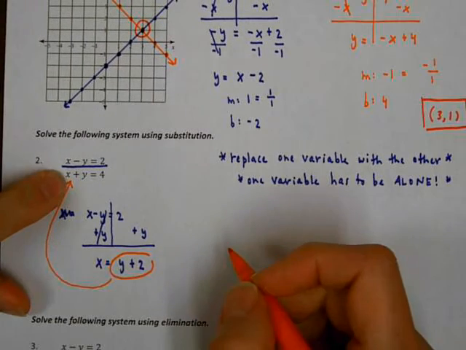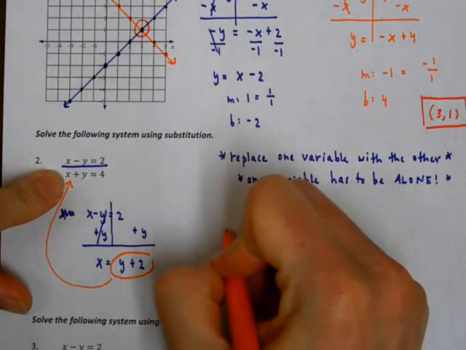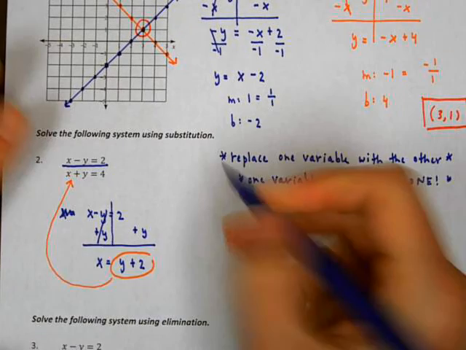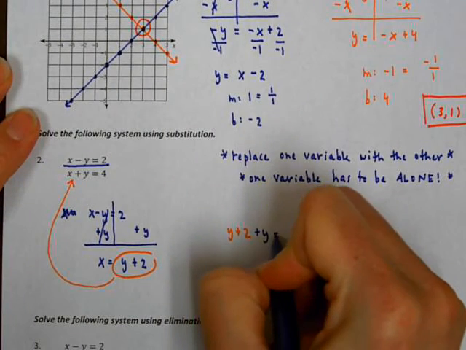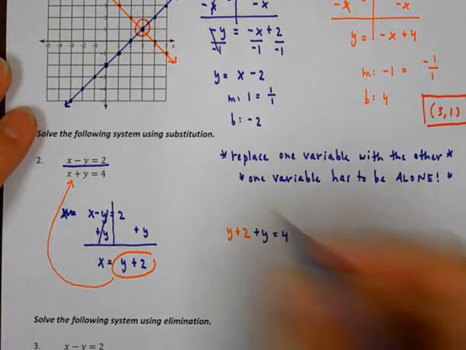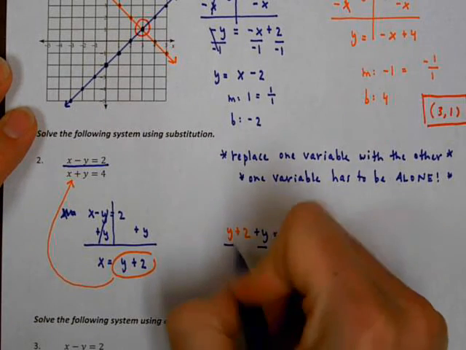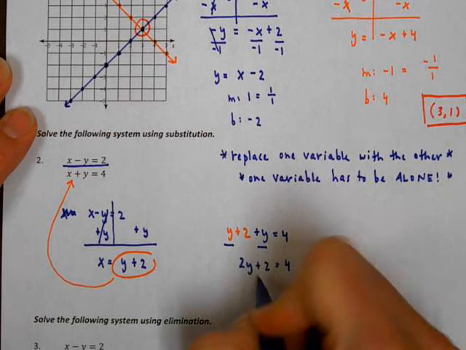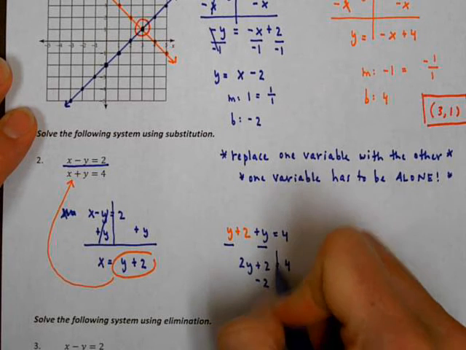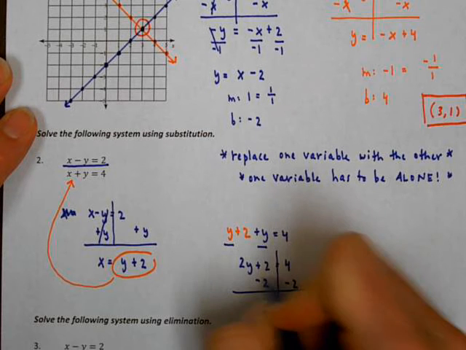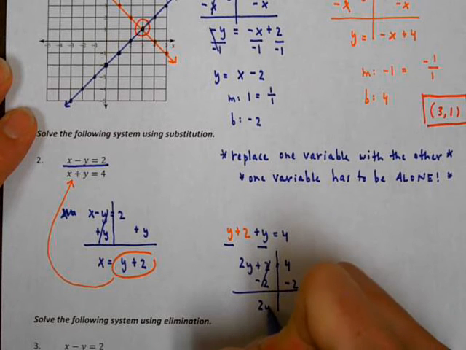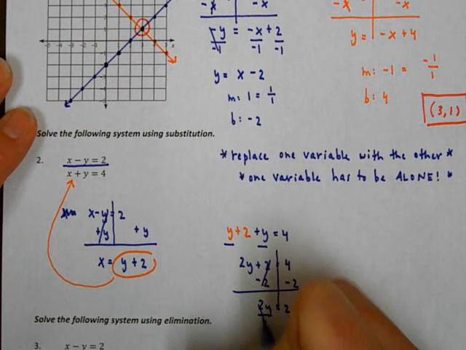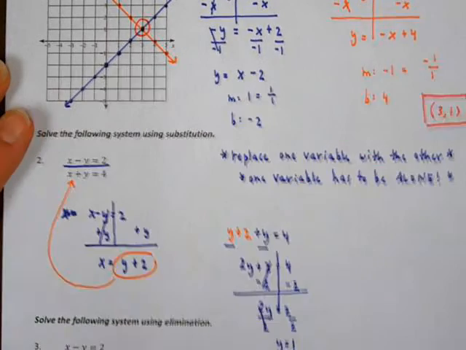So here's what's going to happen. Instead of x, I'm going to put y plus 2. Then I have plus y is equal to 4. So now I can combine my like terms. I have 2y plus 2 is equal to 4. Subtract 2 from both sides. I get 2y is equal to 2. And if I divide by 2, I'm going to get y is equal to 1.